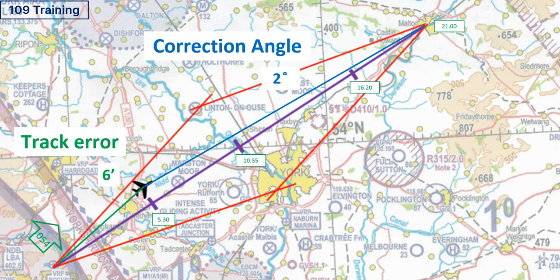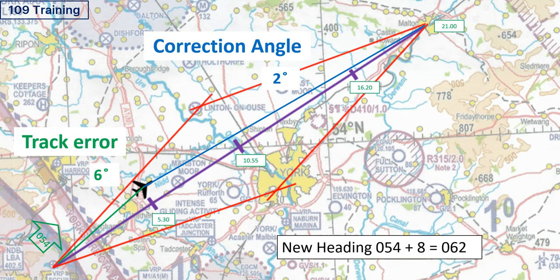So I know my track error is 6 degrees, and my correction angle is 2 degrees. Add the two together, gives me 8. So my new heading is 8 degrees of correction. I need to turn to the right, so 054 plus 8 equals 062. So my new heading is 062. I'd make a note of that, and I could change my bug as well if I had a bug in the cockpit, and that would be my new heading for the remainder of the trip.